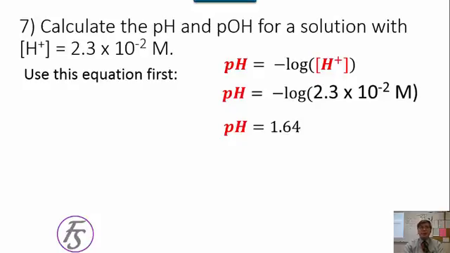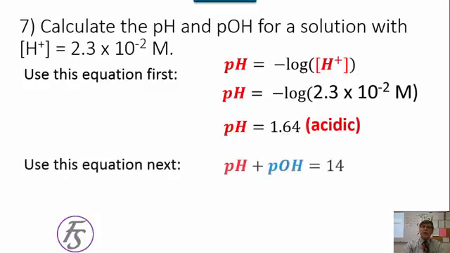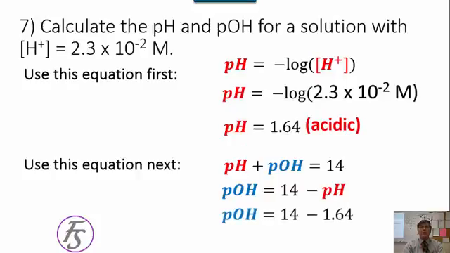Now that we have the pH, it's a simple matter to find the pOH. We just have to remember that, by the way, this is an acidic solution. pH is less than 7. We just have to remember that the pH plus the pOH is equal to 14. We can rearrange it to say that the pOH is equal to 14 minus the pH. Substitute in our 1.64 for our pH, and our pOH is 12.36.